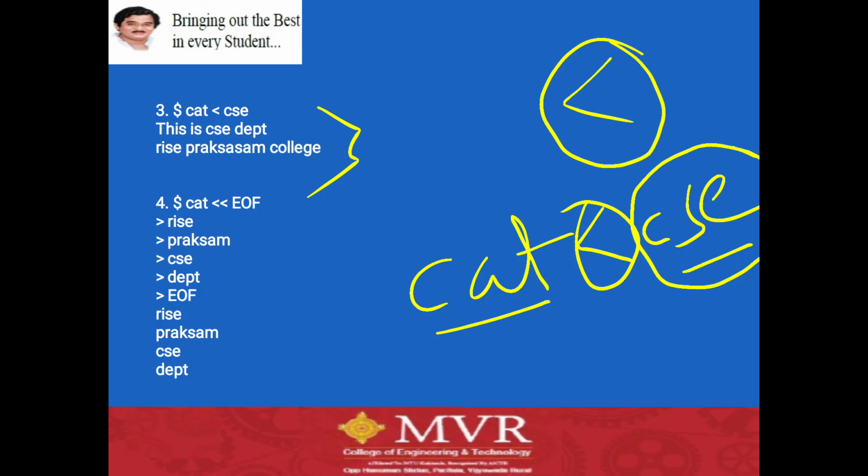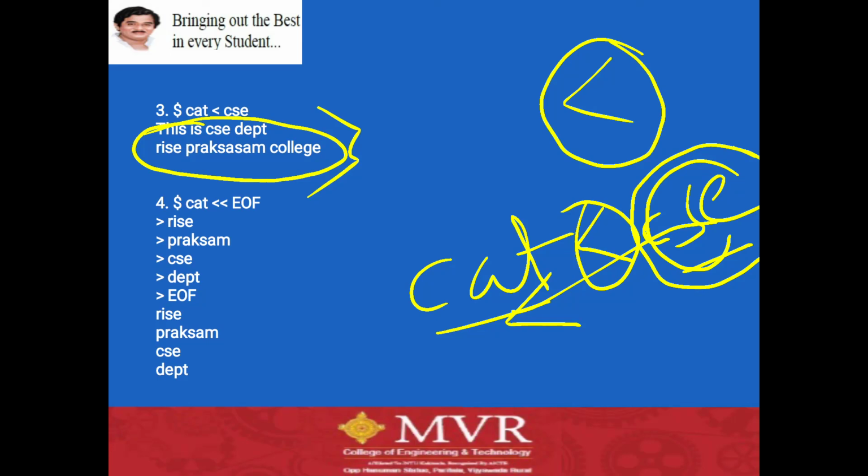So less than is nothing but you are redirecting the contents of csc to cat. What will cat do? Cat will display them on the screen. Okay, very simple. Even without using it you will get the same output. Redirecting means we are not giving any input from the keyboard, we are giving the input from the csc file. That is what I want to specify here.